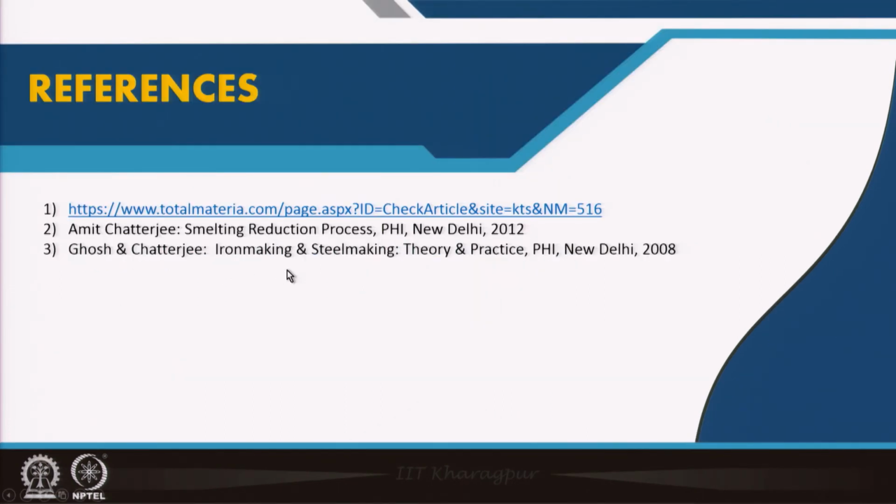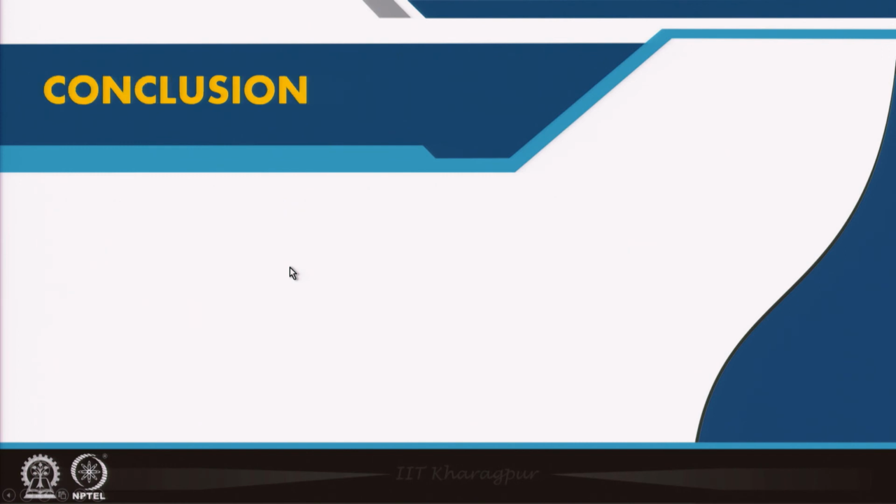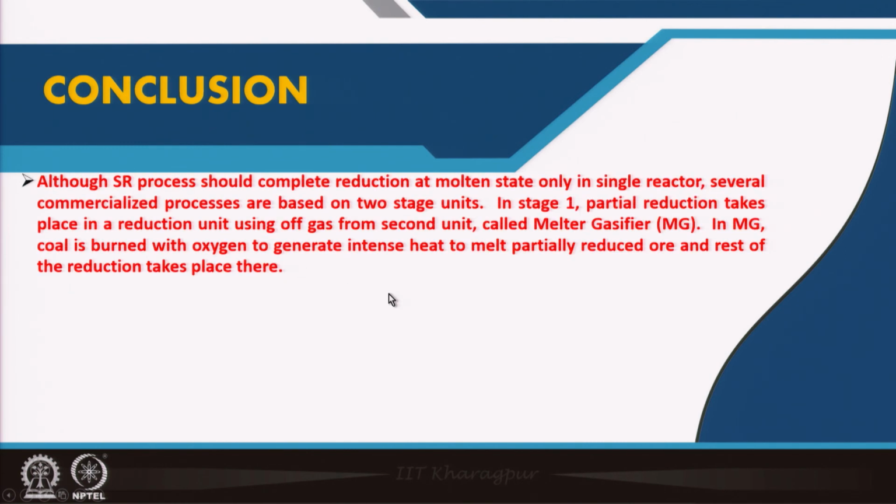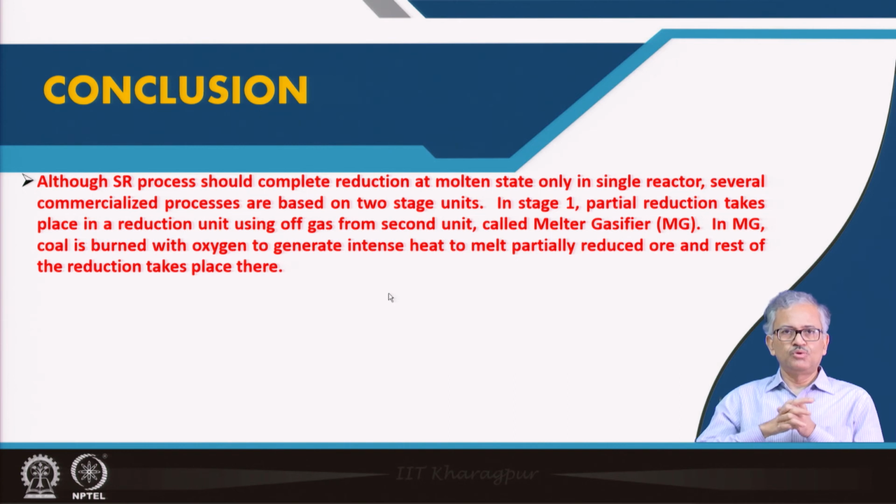Okay, so these are the references. So in conclusion, what you see, there is the Acer process. The Acer process was basically developed to avoid the problems of the DR process like accretion formation and sticking of the pellets. Finally, it can be compared with the blast furnace also, because the product of the Acer process and the blast furnace are both hot metal of almost similar quality, and sometimes Acer hot metal is better than that of the blast furnace.